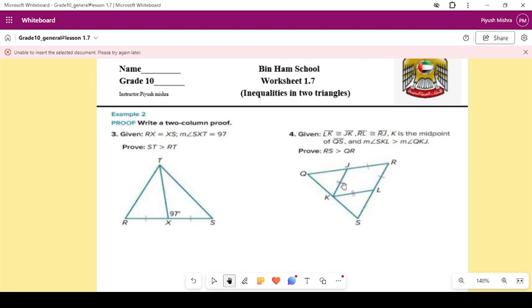So today we are going to learn lesson number 1.7 and the topic name is inequalities in two triangles. Before starting this topic, let's revise lesson number 1.4. What was lesson number 1.4?